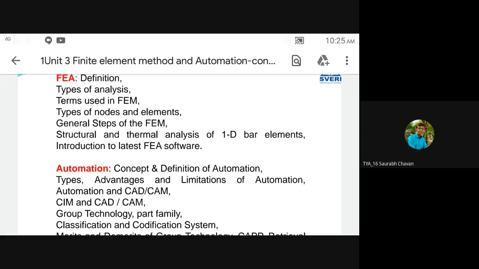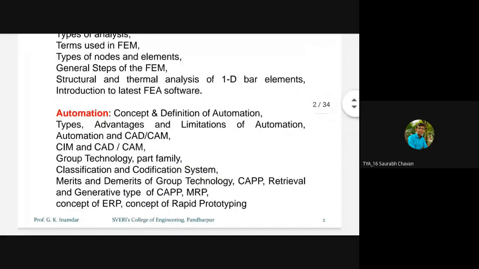And what is automation? Automation also has a lengthy theory, and we will complete it within 2 lectures. Concept and definition of automation. What is actual automation? Different types of automation. Advantages and limitations of automation. Automation is required to reduce human effort. Now what is the limitation? Due to automation, job availability is also reduced. This is also a limitation. Whatever the limitations and advantages, we will see in this chapter.